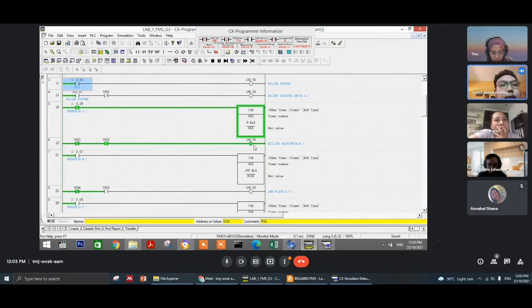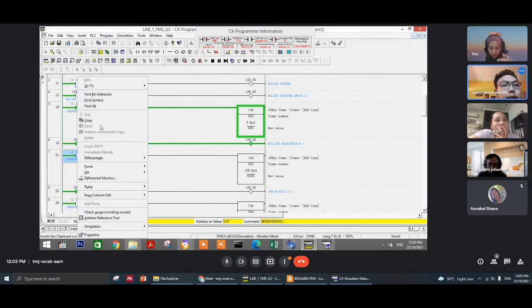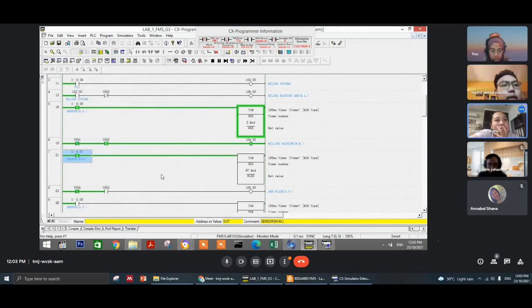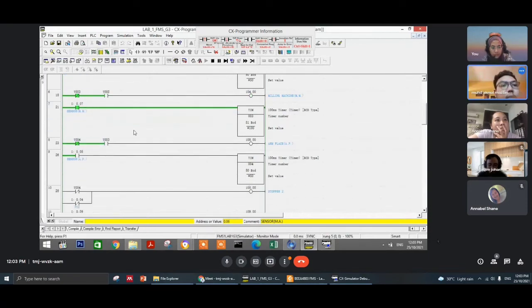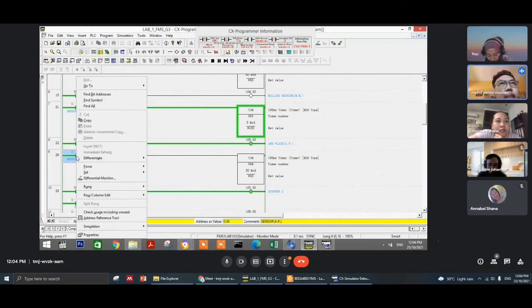Okay, so the CNC milling machine will then turn on. When the sensor of the CNC milling machine turns on, the machine detects the product, and then it will continue the process for around 10 seconds, and then it will turn on the arm place, which is the robot that will put the product into the jig.